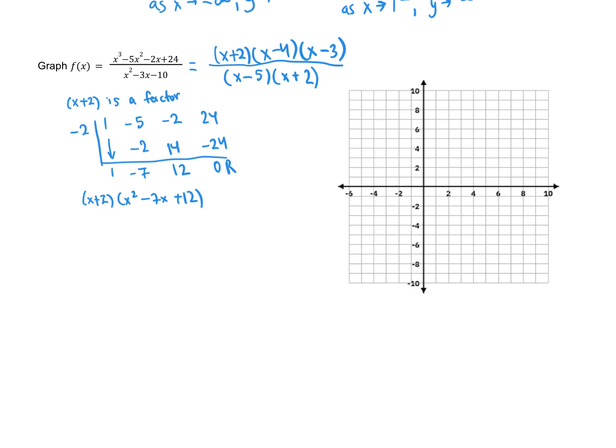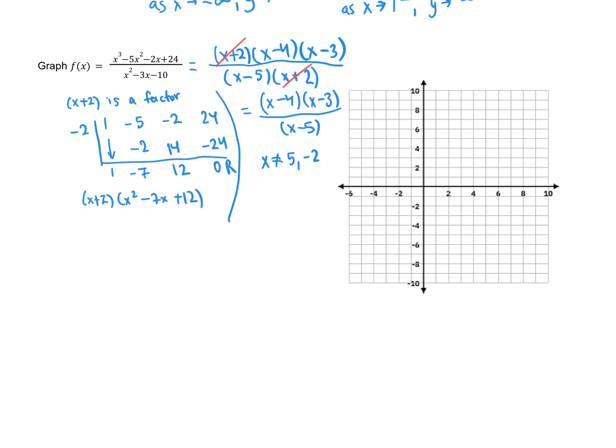And if we look at our numerator and denominator, the x plus 2's cancel out, which means we are actually just graphing x minus 4 times x minus 3 over x minus 5. But our restrictions are, of course, both on the 5 and the negative 2. In this example, unlike the other one, we actually do have a hole because the x plus 2's canceled out.